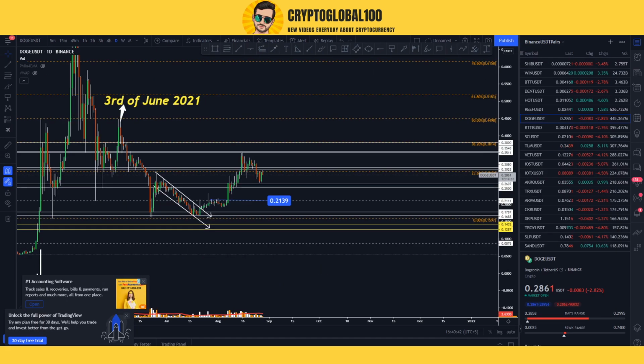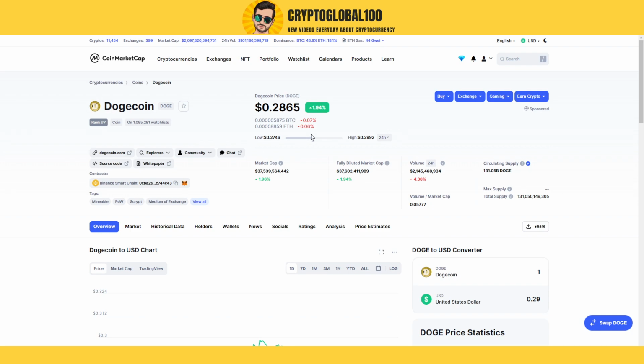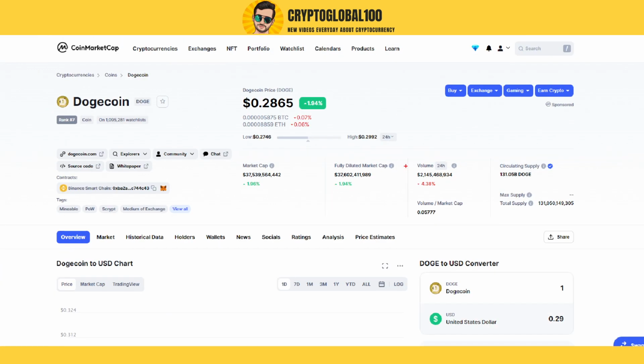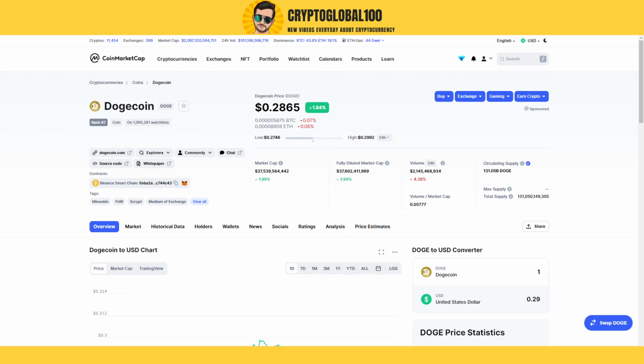Today we are going to predict Dogecoin. Let's head over to CoinMarketCap just to get the information about the volume. Here the volume is $2 billion. It dropped approximately 5%. And let me show you something else on TradingView.